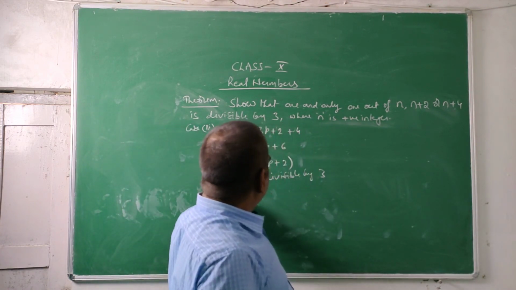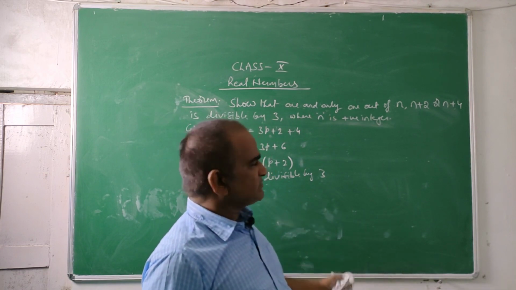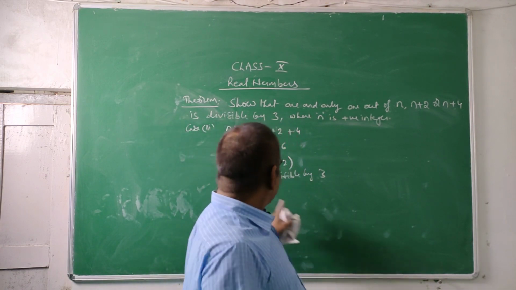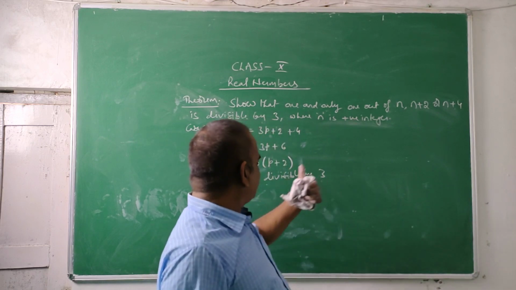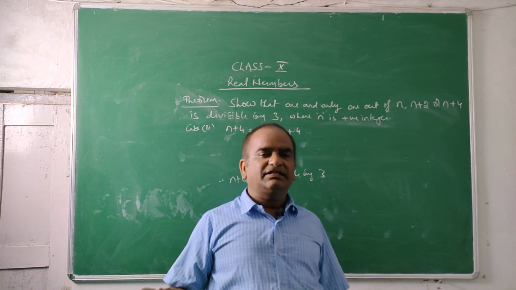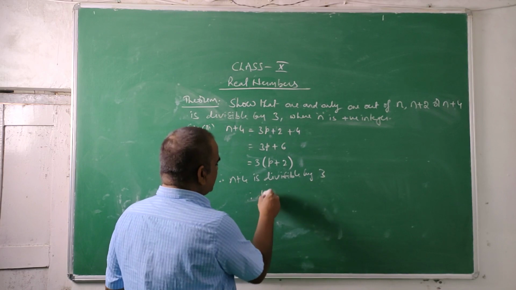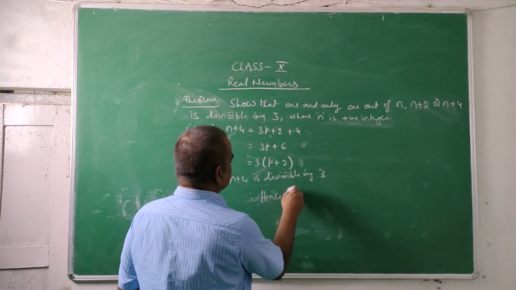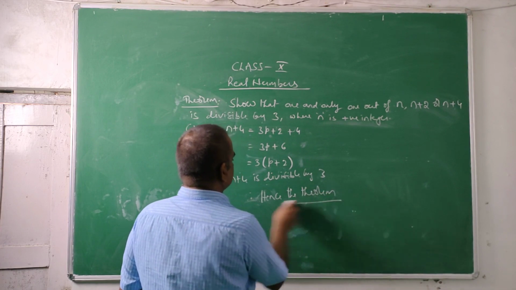So, in this case, when n is equal to 3p plus 2, n and n plus 2 both are not divisible by 3, only n plus 1 and n plus 4, the last one, n plus 4 is divisible by 3. So, in all cases, we have proved the theorem. So, finally, we can conclude that hence the theorem. Understood?